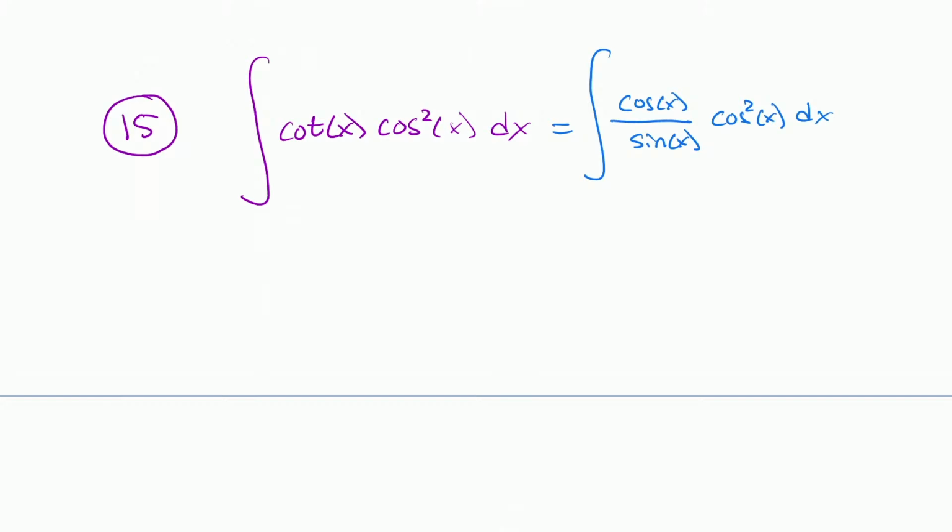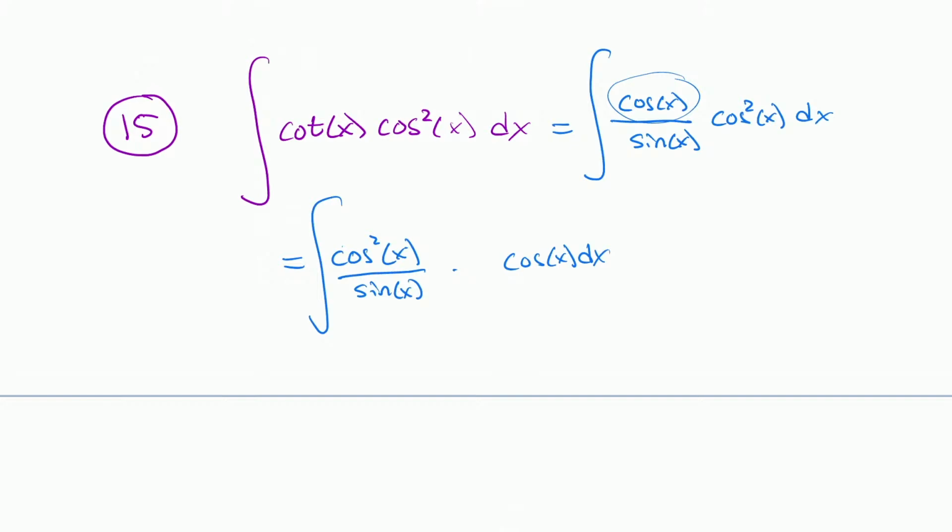What I'm going to do is take this extra cosine and move it over. Let me show you what I mean by this. This will become cosine squared x over sine of x. So I'll just combine those two. And then I've got my cosine over here.